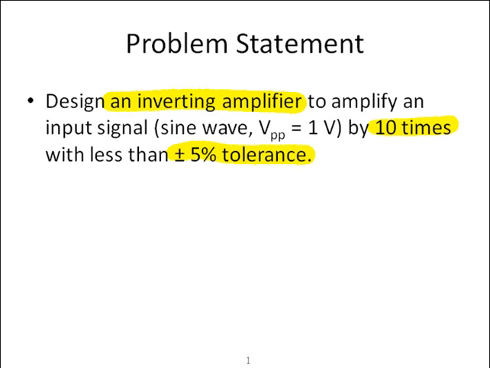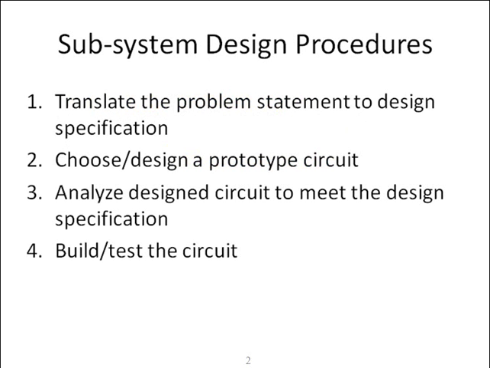To design a subsystem successfully, the first thing we need to do is to translate the problem statement to design specifications. This is to help us understand the problem. Since there may be many prototype circuits available for the design problem, the second step is to choose and design a prototype circuit.